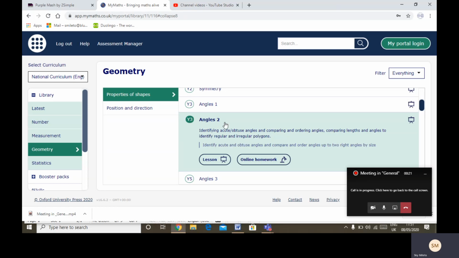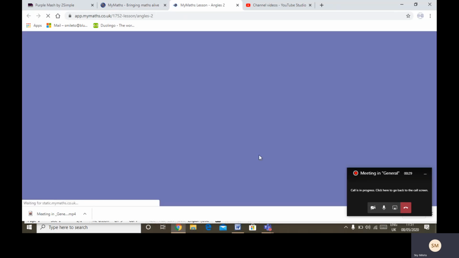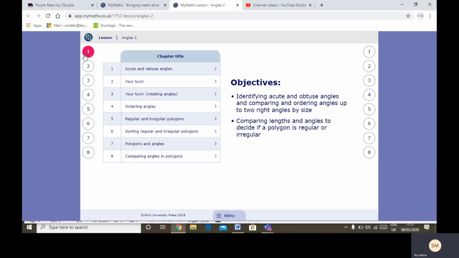So here we're moving on to Year 3 angles 2, our second full angles lesson. This week's been really good, looking at shape and angles. I love this subject. So today we're having a good recap of what we learned yesterday first.